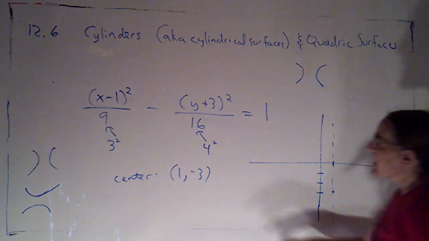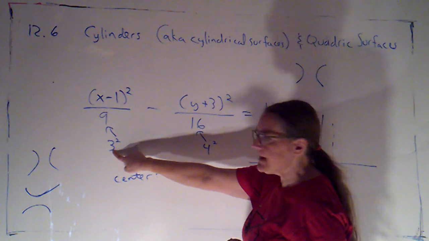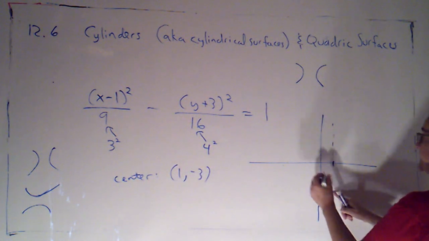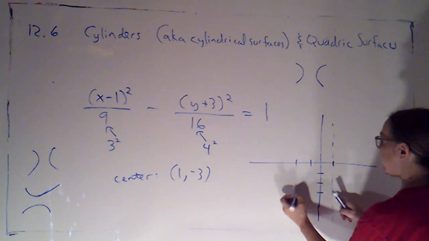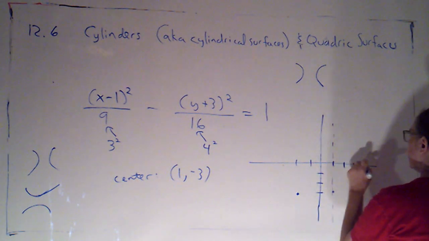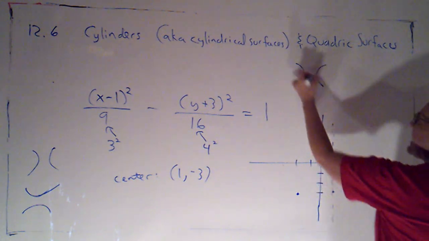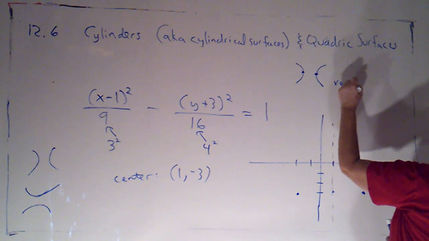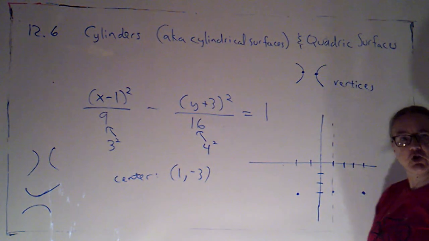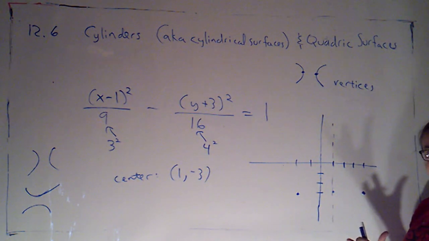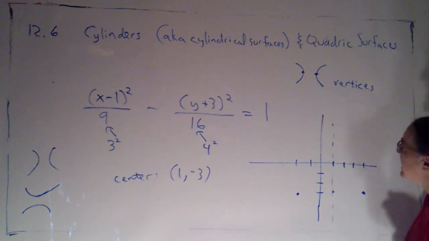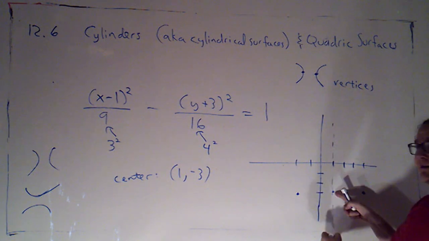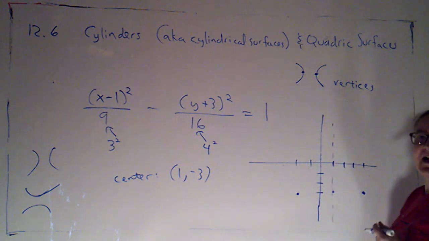Okay. So now I can take a look at this 3. That's going to be the horizontal distance that I go away from the center. So I'm going to go 3 to the left and 3 to the right. And that's essentially giving me these 2 points, which we call the vertices. Those are the 2 points that are going to be closest to the center. Okay. Now, I'm not going to go up 4 and down 4 to get points that are on the hyperbola.